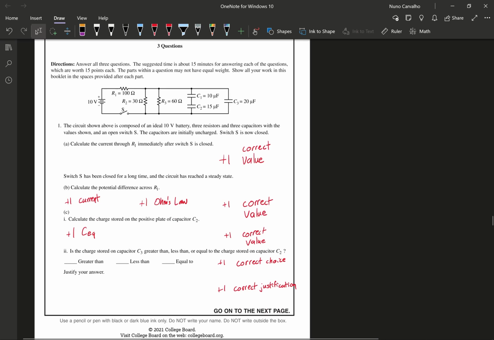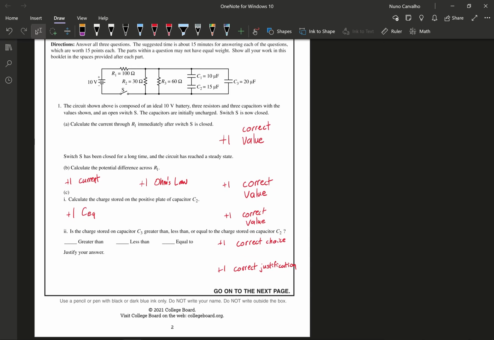So for part A, I think it's just a one-point question. There is not a lot of work to be done. You just get a point for the correct value. Part B, now this one's a little bit more involved. I think you had to calculate the right current that was going through the circuit, through the battery. And then from there, you had to connect that to Ohm's law. And then finally, if you got the correct value, you'd be getting the right answer.